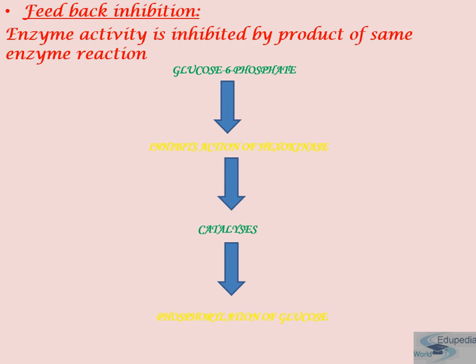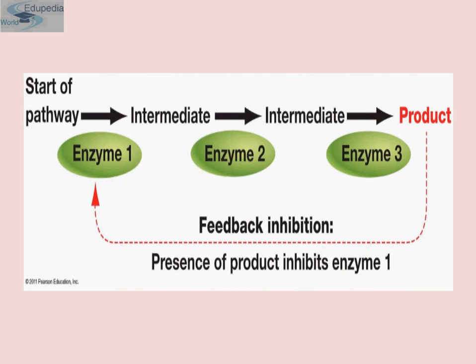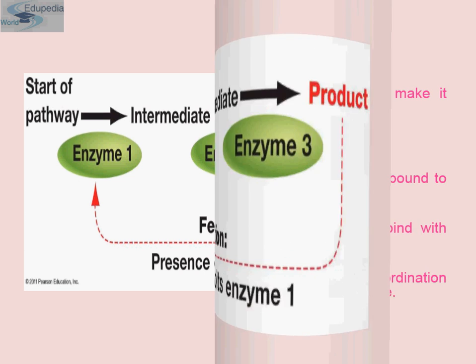Feedback inhibition. Enzyme activity is inhibited by the product of the same enzyme reaction. Glucose 6-phosphate inhibits the reaction of hexokinase, which catalyzes phosphorylation of glucose. Okay, this is the start of the pathway, where the substrate or reactant gets converted into intermediate 1, then converted into intermediate 2, and then product. Okay, enzymes 1, 2 and 3 are involved. This product will then inhibit this pathway. So you can say that the presence of a product inhibits enzyme 1.